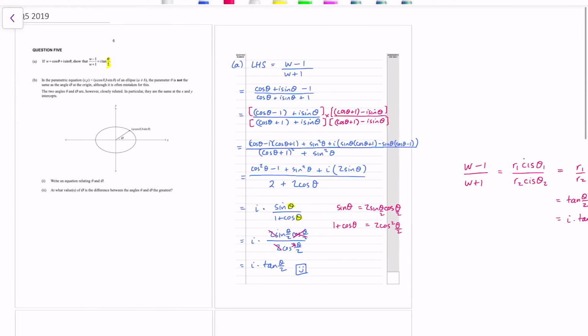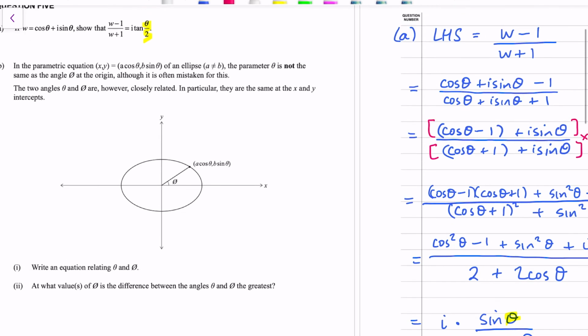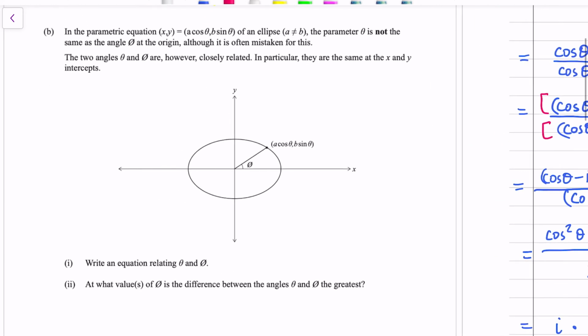Alrighty, part B. Okay, we've got an ellipse. We're told when we write an ellipse in parametric form that theta is not the same as the angle at the origin, although it's often mistaken for this. I remember making this mistake in an internal assessment many years ago. But the two angles are closely related, and they are the same at the x-intercepts and y-intercepts.